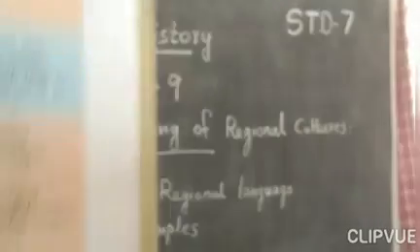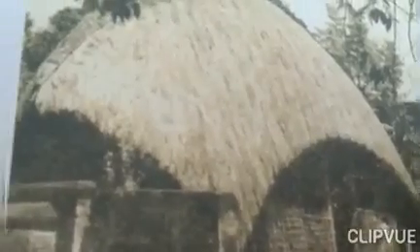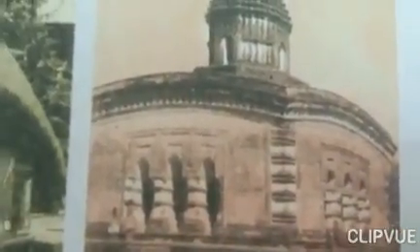And here is a picture showing the architecture style. The first one is a double roofed thatched hut, their construction style. Here is another picture, a four roofed temple with a tower. That is a different style that originated during this time in Bengal.